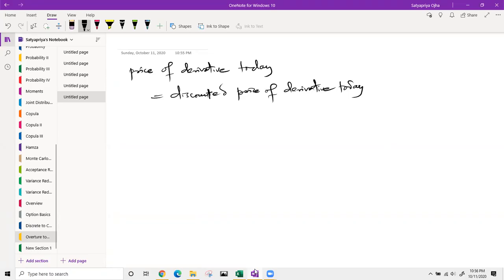No, don't go with expectation now. This is a simple statement. Price of the derivative today is discounted price of the derivative today. Yes, at t equal to 0, there is no discounting, because discounted price of derivative today is simply 1 times price of derivative today. Be very careful with what claim we are making.